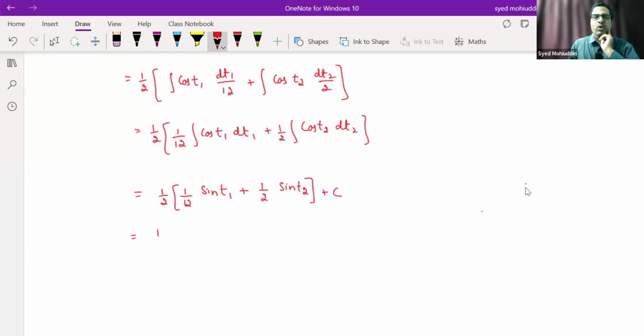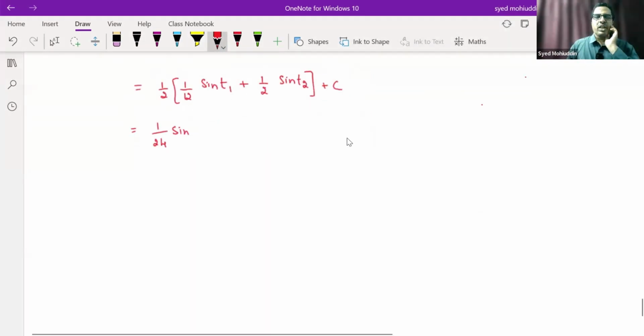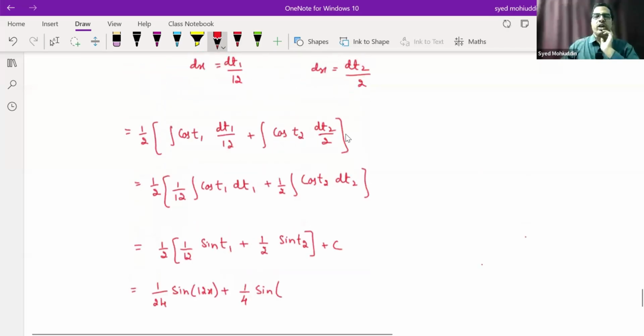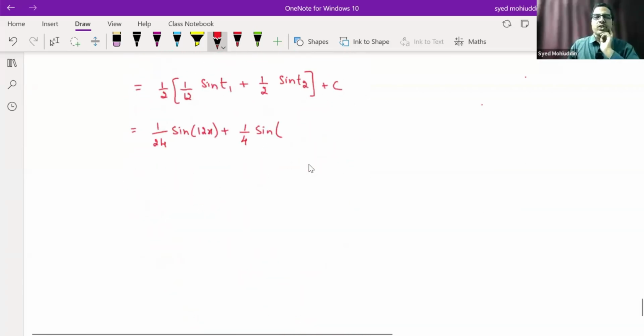But as we know, you can multiply 1 by 2 times 12, which will be 24. We'll be getting sine of t1. So what is the t1 you have taken? The t1 value that you have taken is 12x. And you multiply 2 times 2, which will give you 4, so 1 by 4 sine of t2. So what is the t2 value you have taken? The t2 value you have taken is 2x. So sine of 2x plus the constant of integration c. So that will be the required solution.